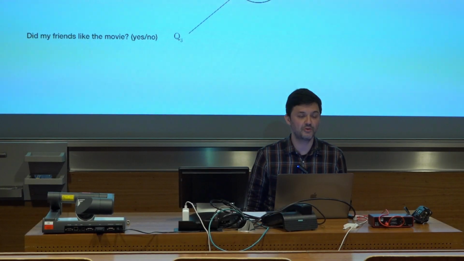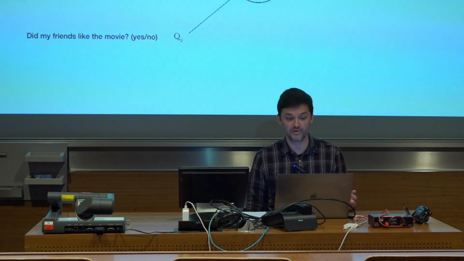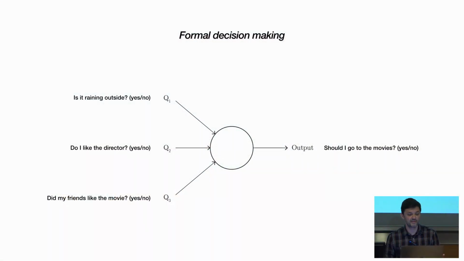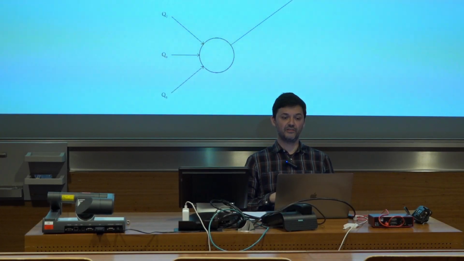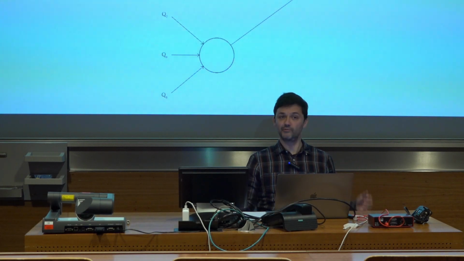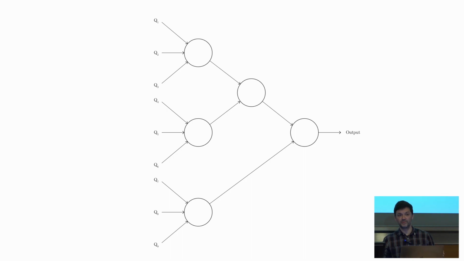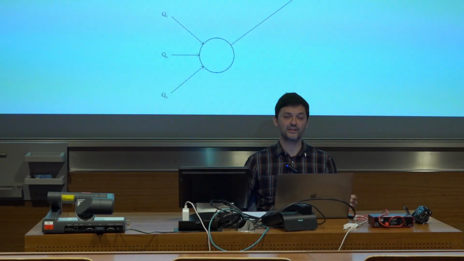The second question might be, do I like the director of the movie? Yes or no? And then I can also ask, did my friends like the movie? Let's say that these are important questions for me to decide whether I should go and see the movie. Imagine this does not need to be limited to a single layer perceptron unit like we had here. It can be a network. Whether I will go to see the movies can be one of these nodes, and this could inform the next node, and according to the next node, I will decide something else, and at the end, I will decide whether I will study architecture or not.